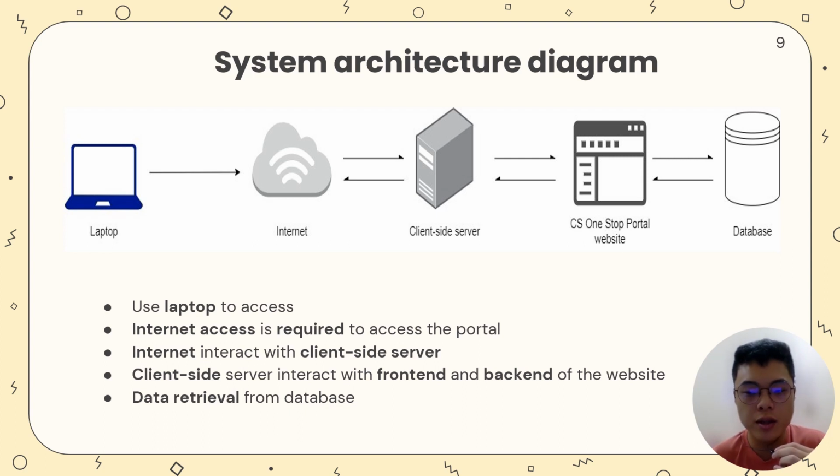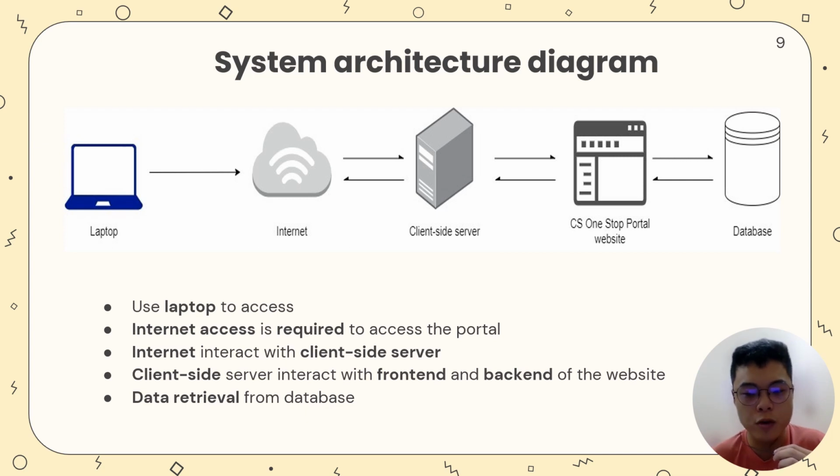Then the internet will interact with the client-side server. The client-side server, which is the React, will then interact with the front end and back end of the CS1 portal. The front end will be mainly responsible for the user interactions and functionalities, and the back end will be the technologies implemented such as the database and the application programming interfaces (API).